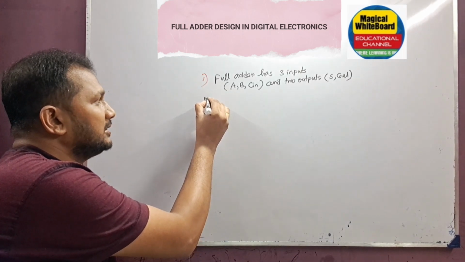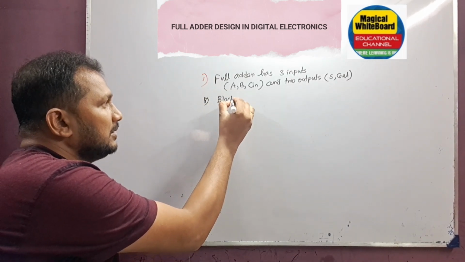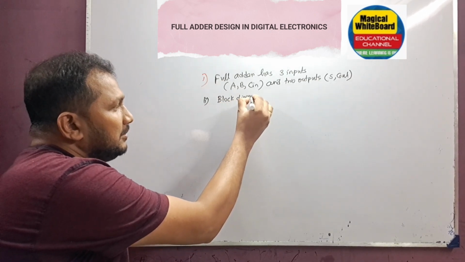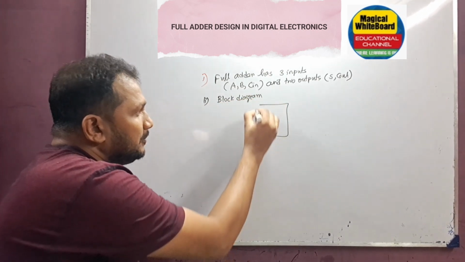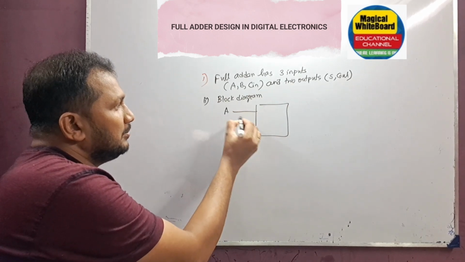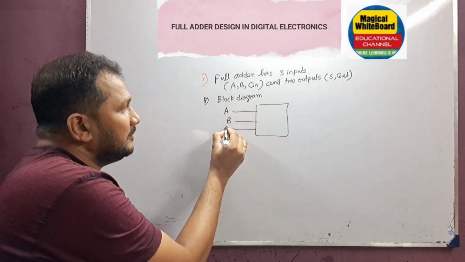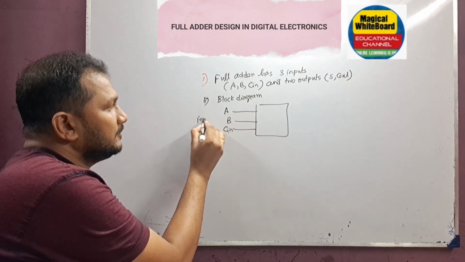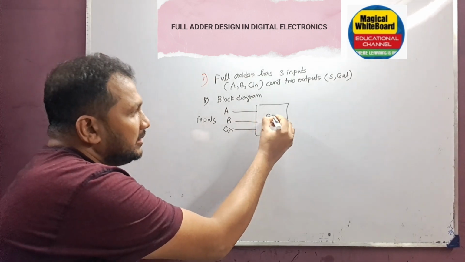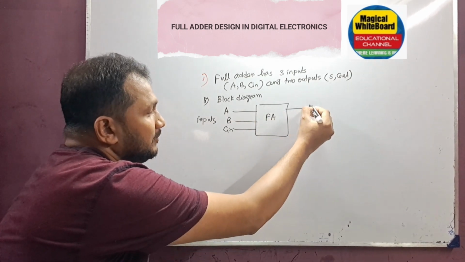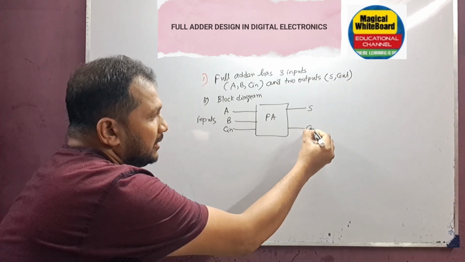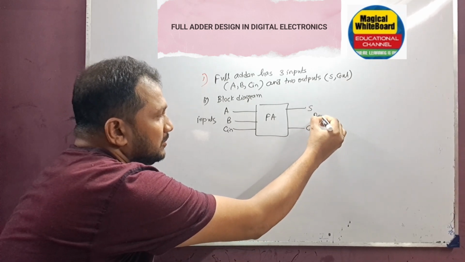Now the second point is the block diagram. The block diagram consists of inputs, that is A, B and C in. These are inputs, and this is the full adder, and these are the outputs, meaning sum and carry out. This is the block diagram.